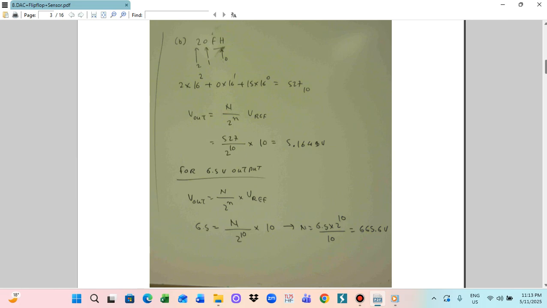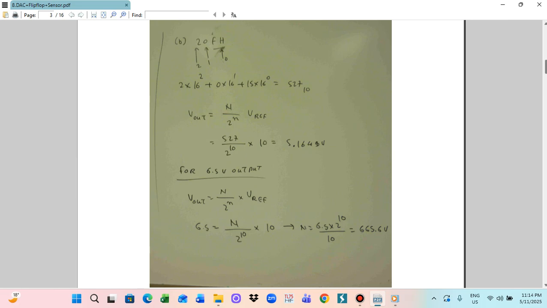In this second problem, the input is given as 20FH, in the hexadecimal system. Because it is hexadecimal, we firstly need to convert it to decimal. So 2 is position 2, 0 is position 1, F is position 0. So 2 multiplied by 16 squared, 0 multiplied by 16 power 1, F which is 15 multiplied by 16 power 0. By solving this, you get 527. This 527 is the n, so in the place of n, you can substitute 527.